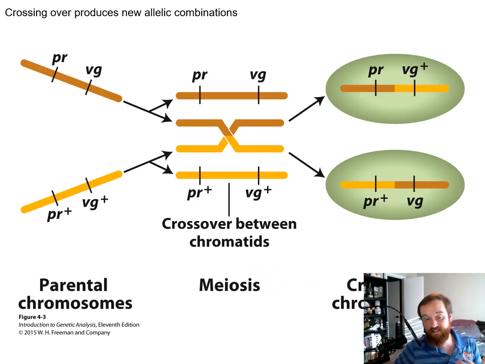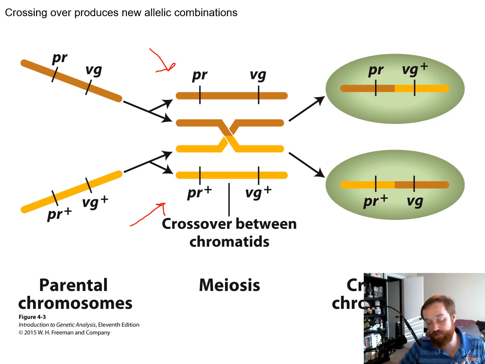Now, in some cases, it's possible that these two genes on the same chromosome do get mixed up and swapped for one another. And this process is called crossing over or recombination. So in this example here, we have the two chromosomes lining up. We have the pr and vg from the brown parent on the top here, and then we have pr+ and vg+ from the gold parent on the bottom.